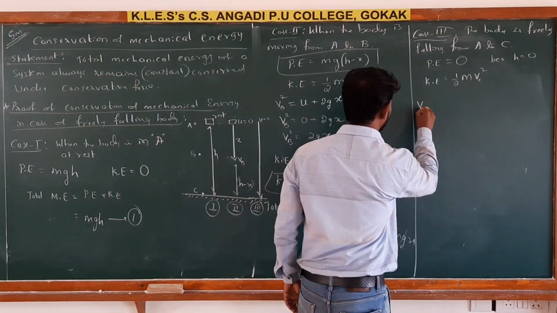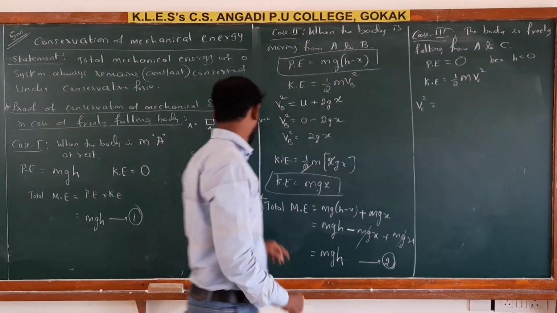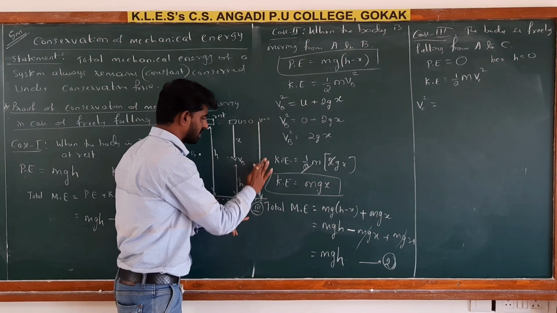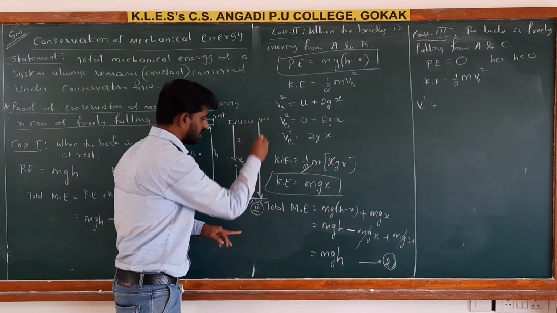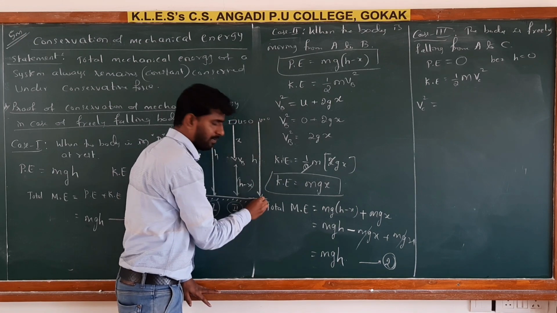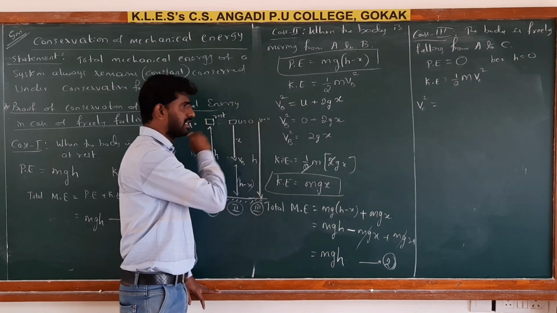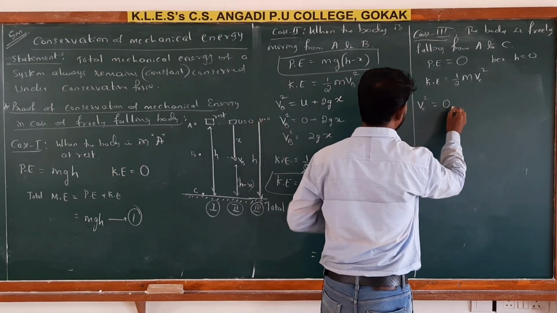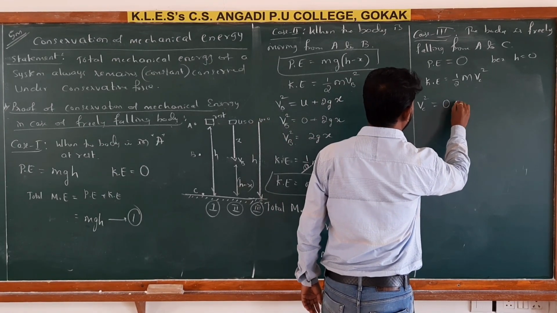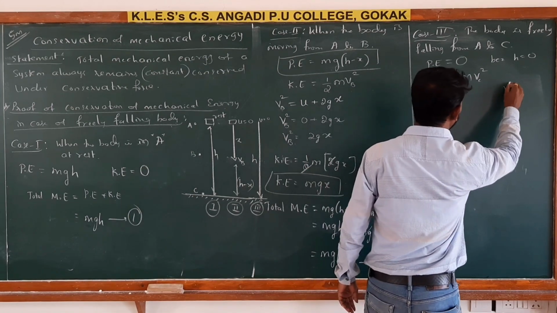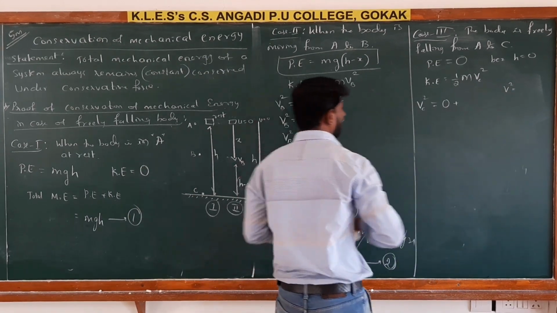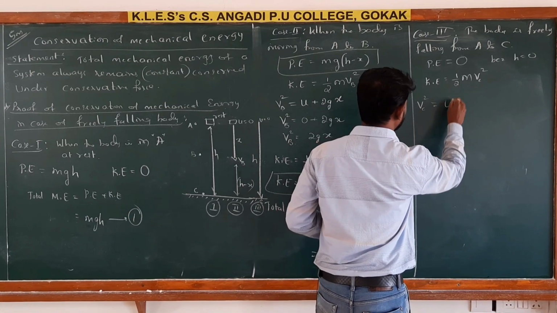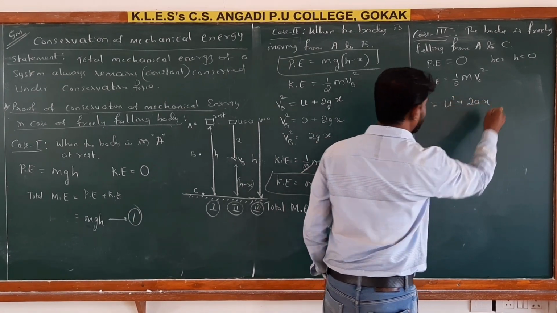How to get its value? Again the same thing, Vc square. So this initial velocity and final velocity, and it has to cover h distance to move from A to C. Initial velocity is 0. So which formula am I using here? V square equal to U square plus 2AX. I am using this formula.